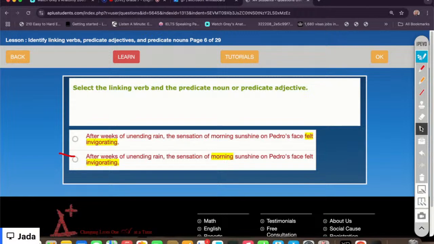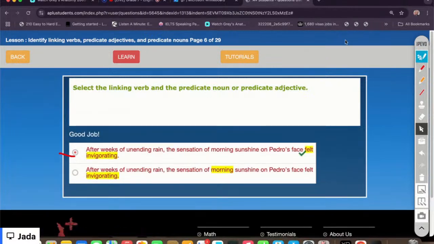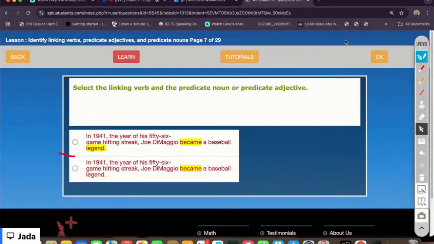After weeks of unending rain, the sensation of morning sunshine on Pedro's face felt invigorating. Okay, so, all right, so that's it for the linking verbs.